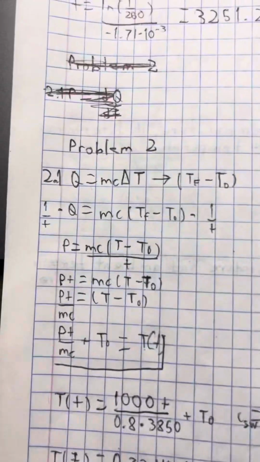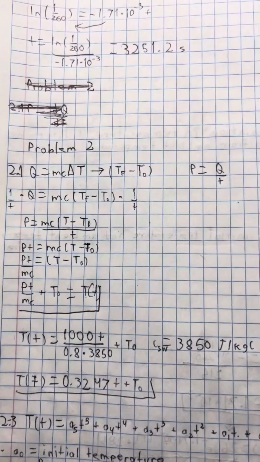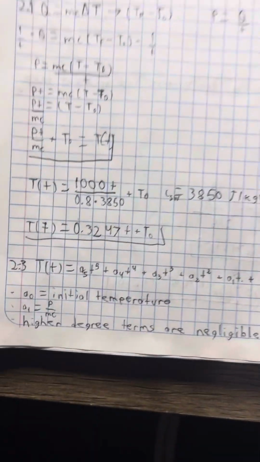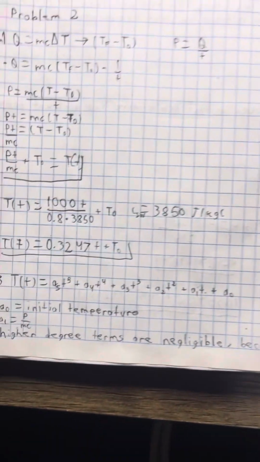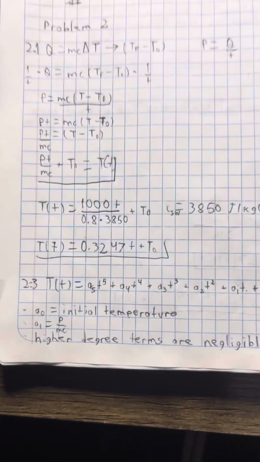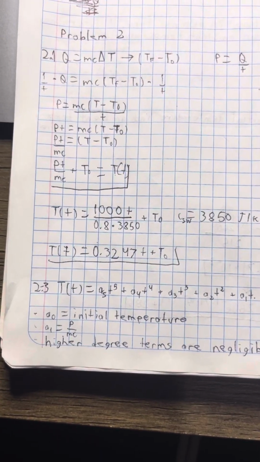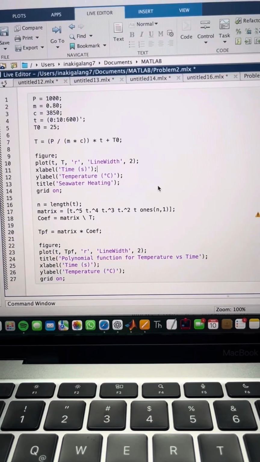For example, for this formula, the transfer of heat, we got it by using physics. But to get this formula, you get it by using maths, but you cannot use physics to get it. So basically, the higher degree polynomial terms are negligible. And this is the MATLAB code for problem 2.